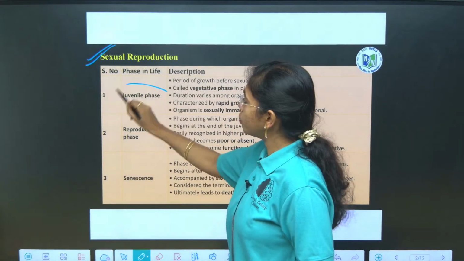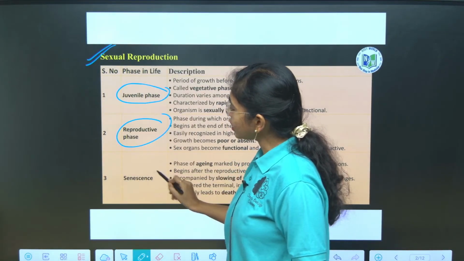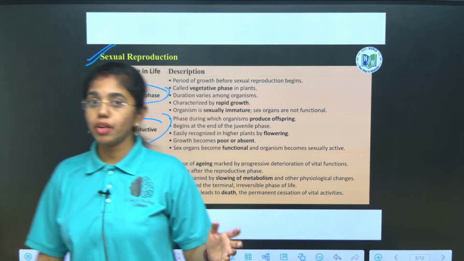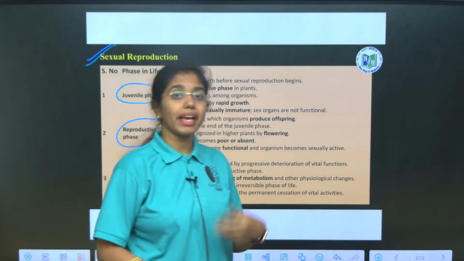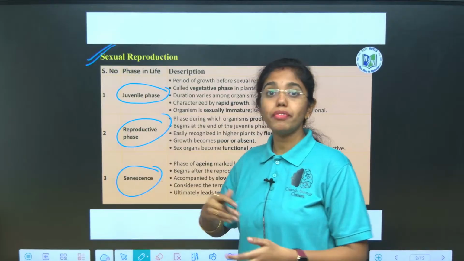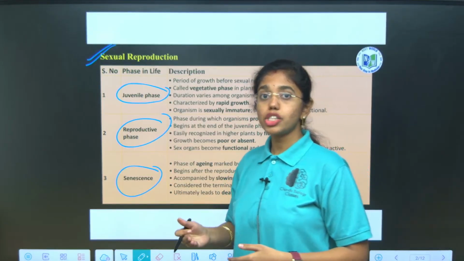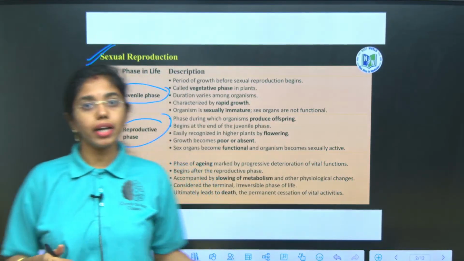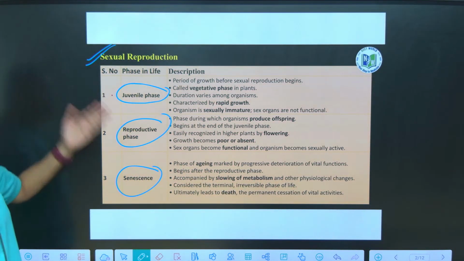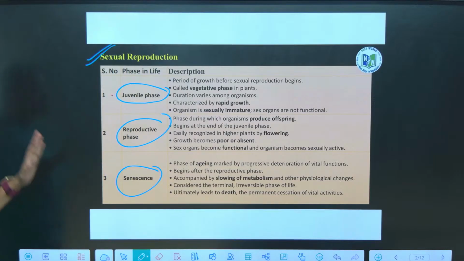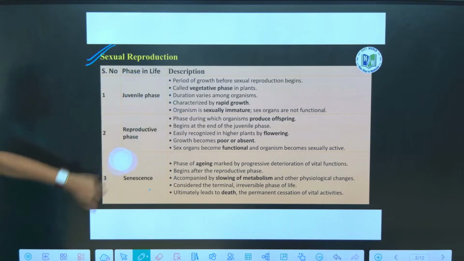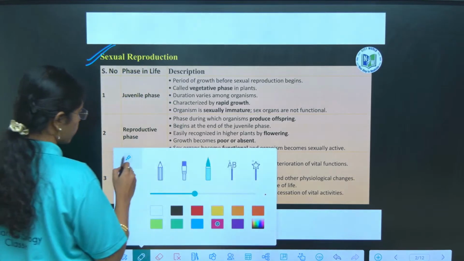Those are juvenile phase, reproductive phase and senescence phase. All these 3 phases are observed in multicellular organisms like animals and plants, and they vary in different sets of organisms. Variable periods of juvenile phase, reproductive phase and senescent phase or death phase will be there. So here, juvenile phase is a period of growth.